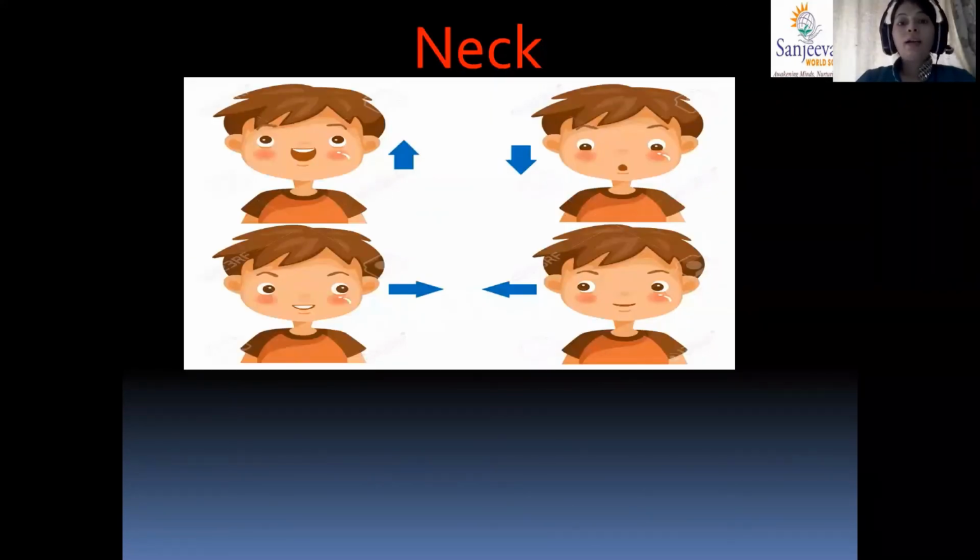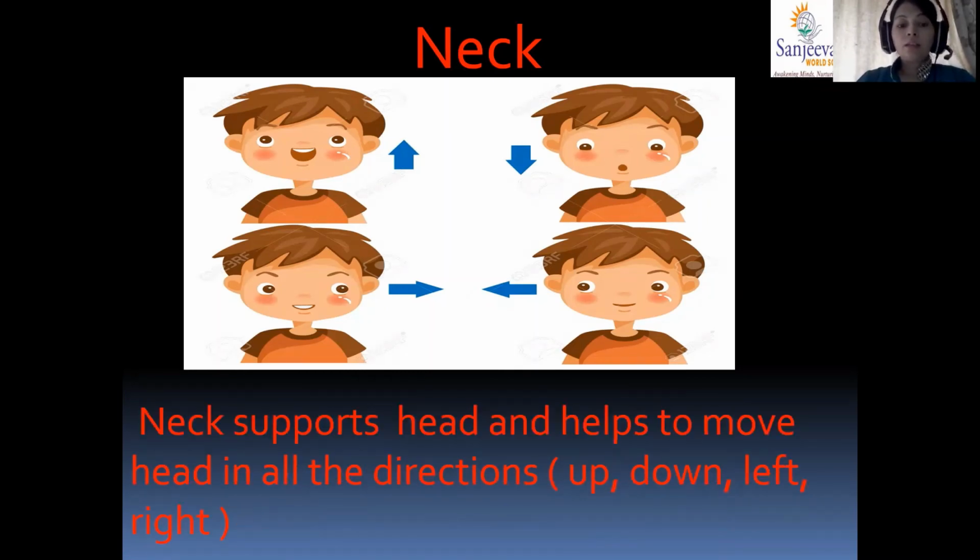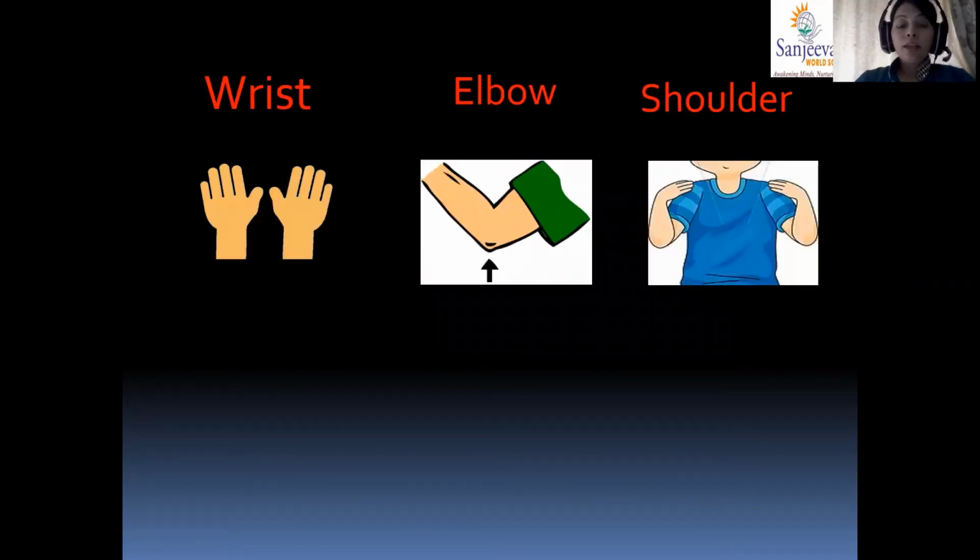Next body part is neck. Children, our neck supports head. Neck supports head and helps to move head in all the directions. We can move our head up, down, left, right. So with the help of neck, we are able to move our head. Let's see some more body parts.